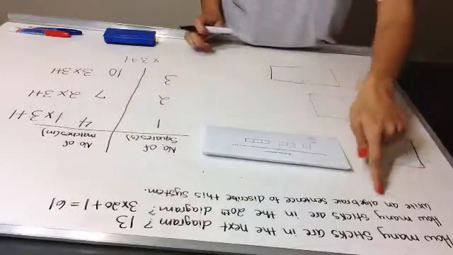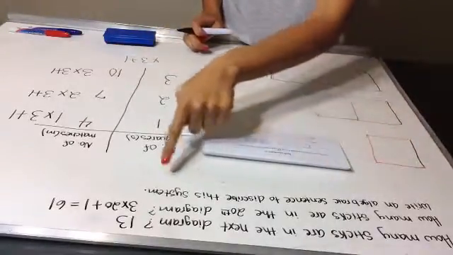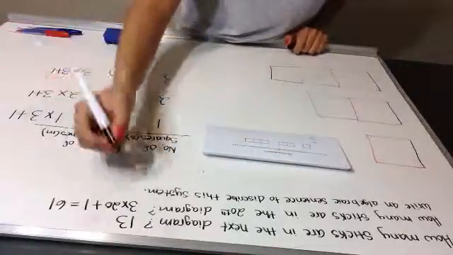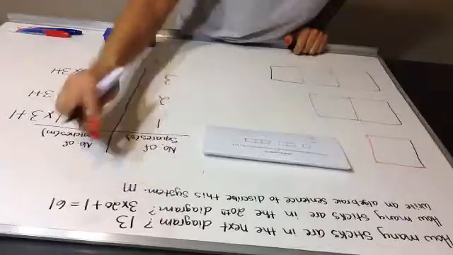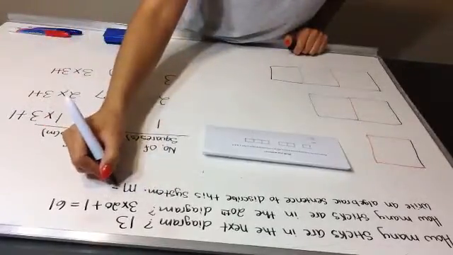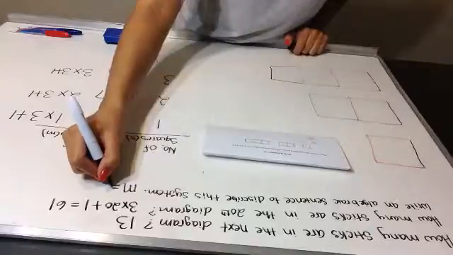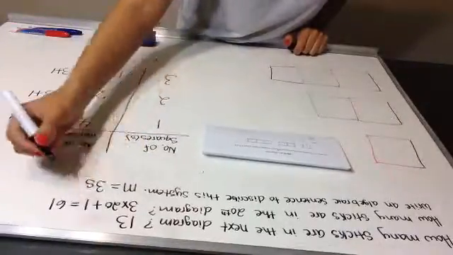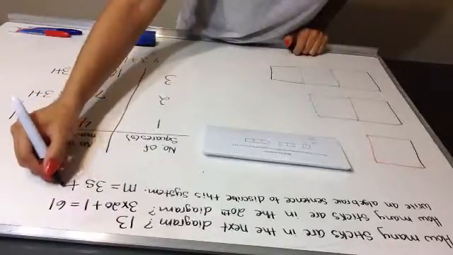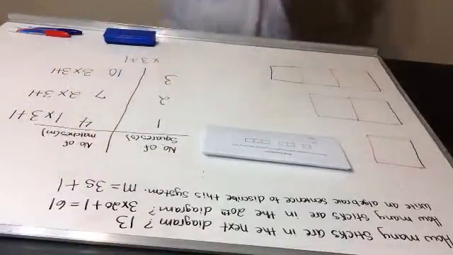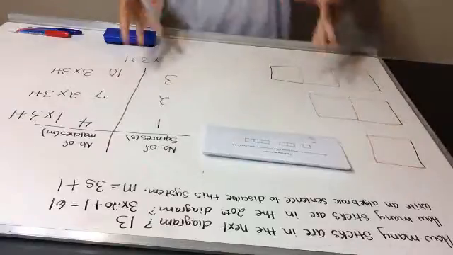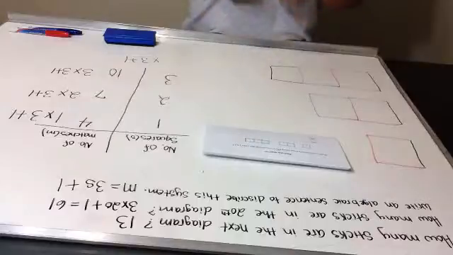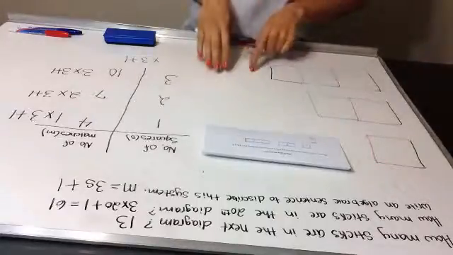So now it says, write an algebraic sentence to describe this system. Well, we first want to say that the number of matches, so M, equals 3 times the number of squares plus 1. And this is the way we have found the algebraic pattern rule that we have created here today.